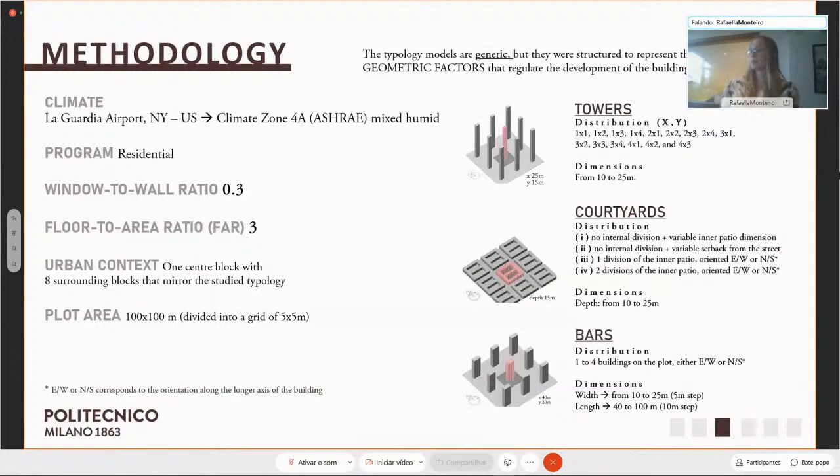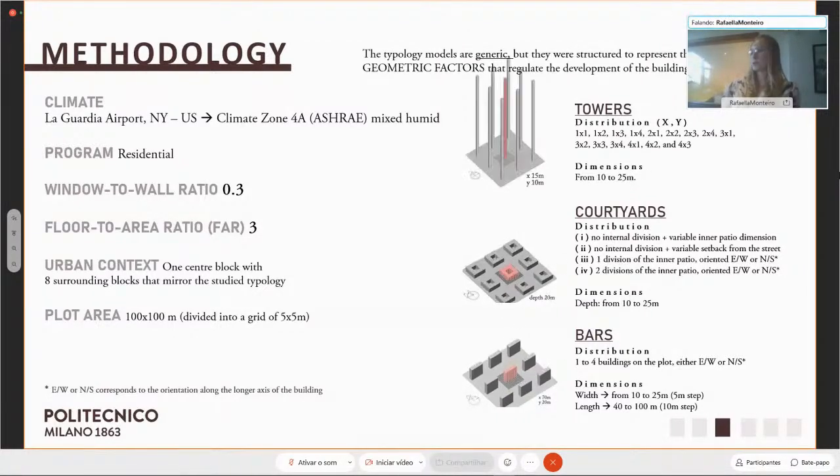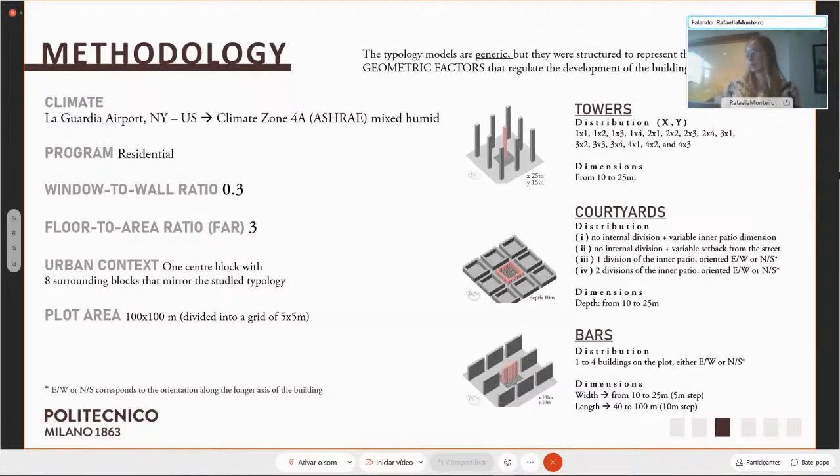The courtyard is a perimeter building that varies in depth from 10 to 25 meters. And the inner patio or the courtyard can have no division, 1 or 2 divisions, both oriented east-west and north-south. The bars can have 1 to 4 buildings on the plot, either oriented east-west or north-south, and the width varies in a 5-meter step and the length in a 10-meter step to preserve the form.